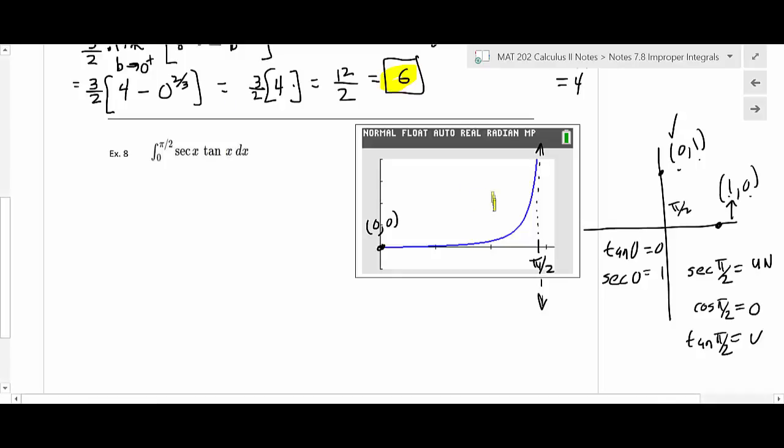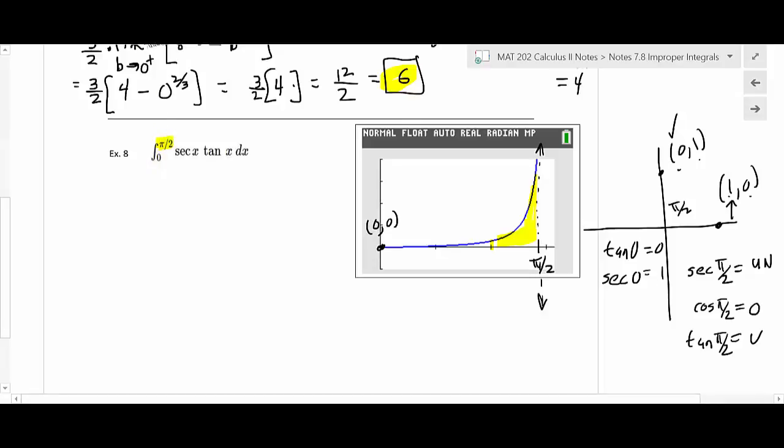Okay, so that's a graph. What you're doing is analyzing that region right there and seeing if it converges to some answer or if it diverges. Looks like it converges, but like I said, don't go by looks. So what we're going to do on this one is set this up. Where's the problem area, 0 or pi over 2?